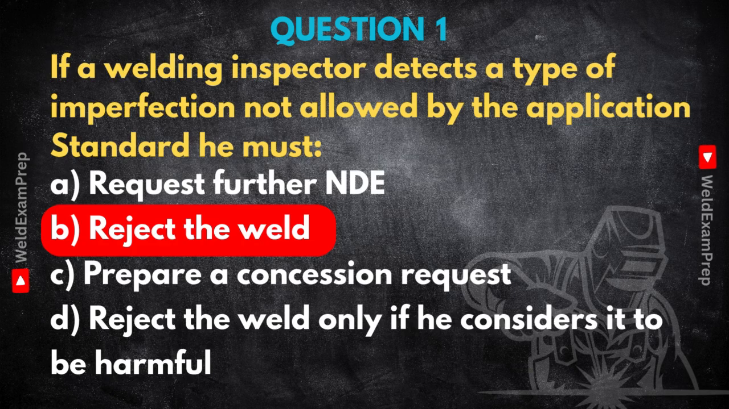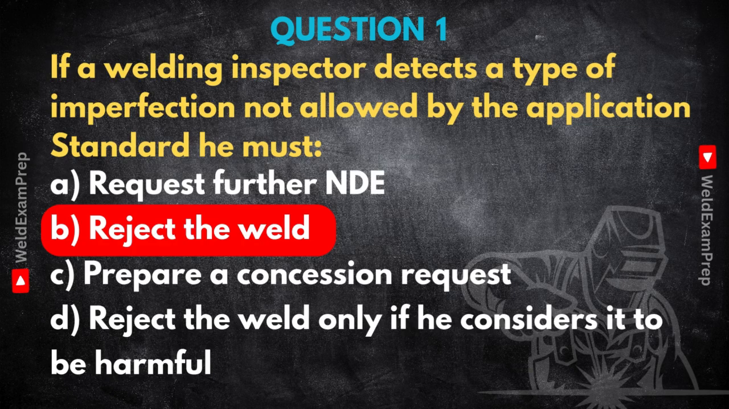Now, let's quickly look at the others, why they're wrong in this specific moment. Option A, request further NDE. Generally, NDE would have already found this imperfection. More NDE won't make an unacceptable flaw acceptable. Right, that makes sense. Option C, prepare a concession request.